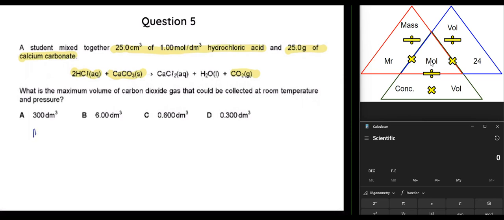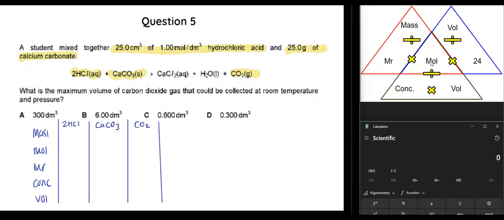So let's draw our table. Let's put in what we need to know. We've got 2 HCl, we've got CaCO3, and we've got CO2. Let's put in what we know already. We've got 25 centimeters cubed, so 25 over 1,000. We've got 1 decimeters cubed here. We've got 25 grams of calcium carbonate, and the MR of calcium carbonate is 100.